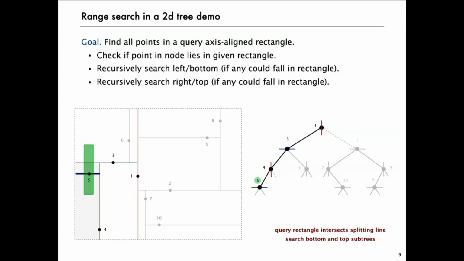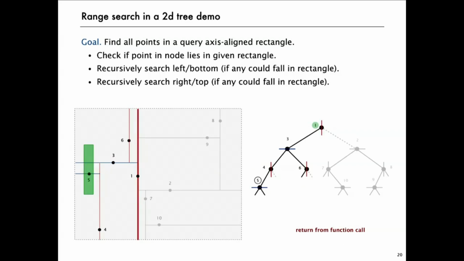It also intersects the splitting line, so we have to search both the subtrees. In this case, they're both empty. So we're done with that, but now we have to go back and we have to search the other subtree of 0.3. That's the above, so now we check is 0.6 in the rectangle. In this case, it's not, and it's to the left, so we have to search the left subtree of 0.6, and that one's empty, and now we return, and we're done.